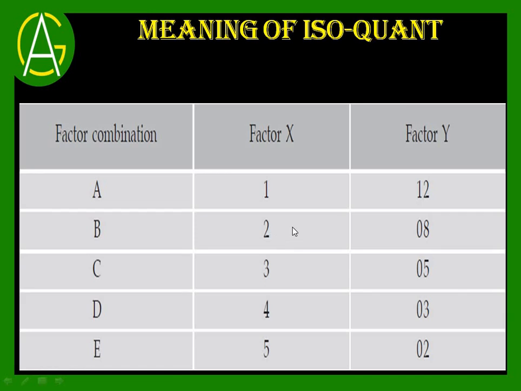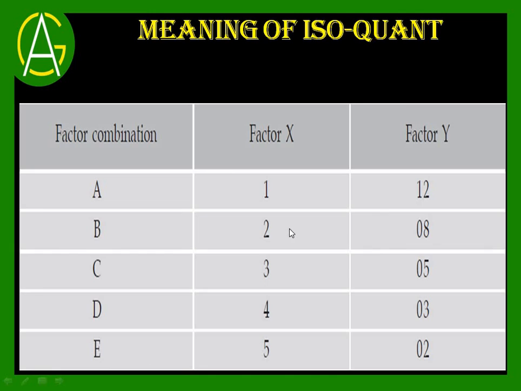Why do we sacrifice? Because we have limited resources, and with those limited resources we have to purchase factor x and factor y. So in order to purchase one more unit of factor x, we need to sacrifice factor y. Ultimately 1 unit of x has increased but 4 units of y have decreased. That does not create any effect on the production, and production will remain equal.